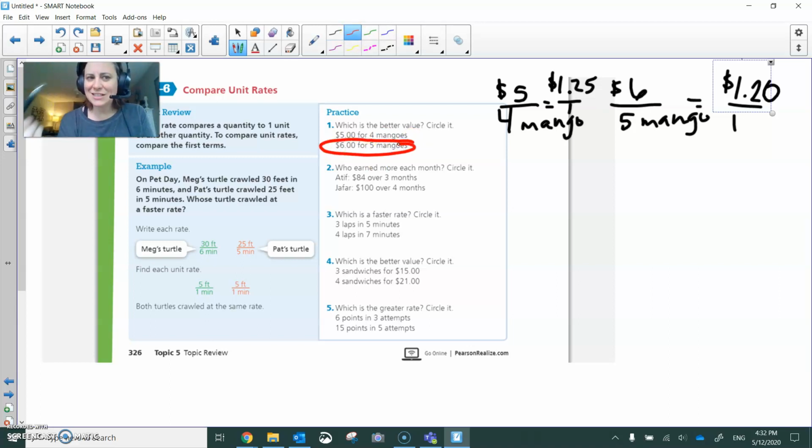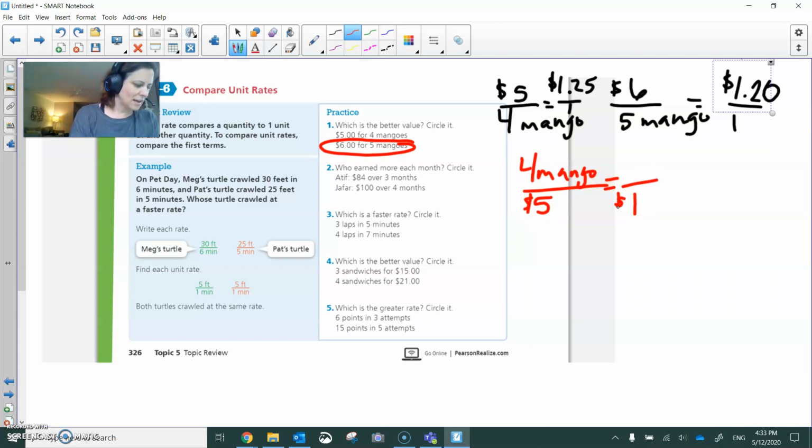I'm going to erase this next part in just a second. I want to show you what it looks like if you do it the other way around. 4 mangoes for $5. If you want to figure out how many mangoes you can get for $1, you would divide by 5. And 4 divided by 5 is 0.8. You could get 0.8 of a mango, not quite a whole mango.